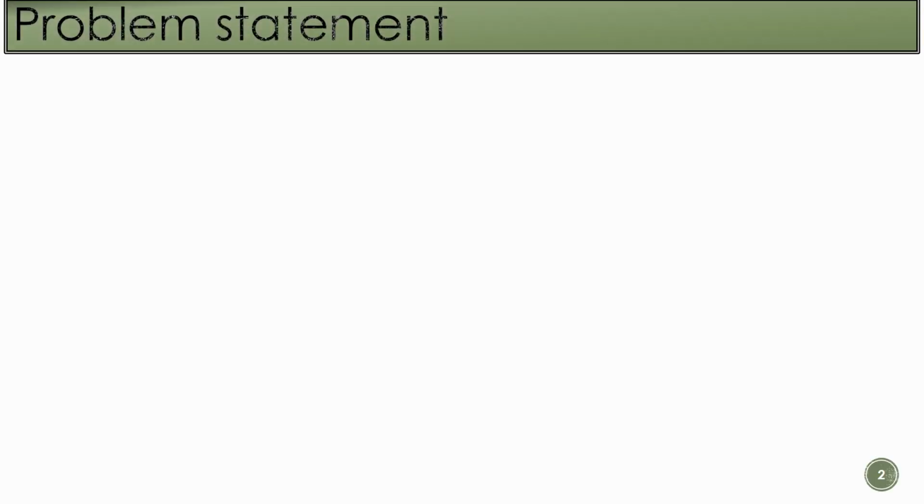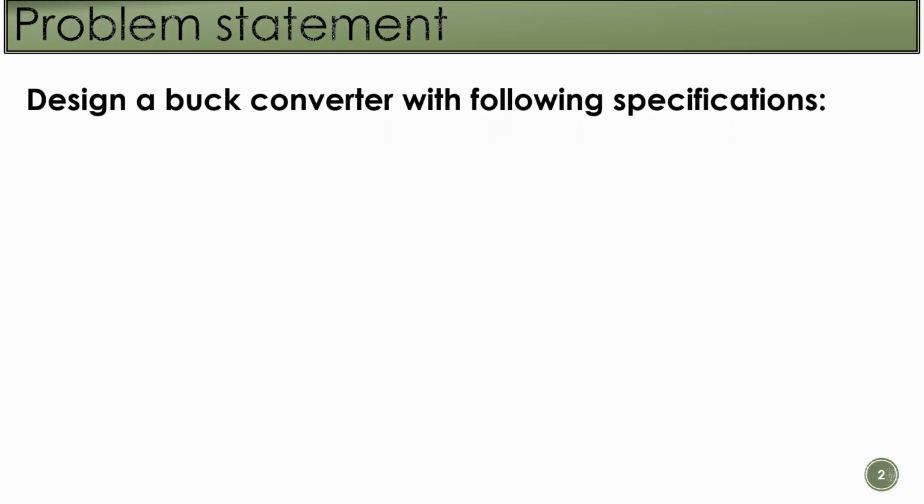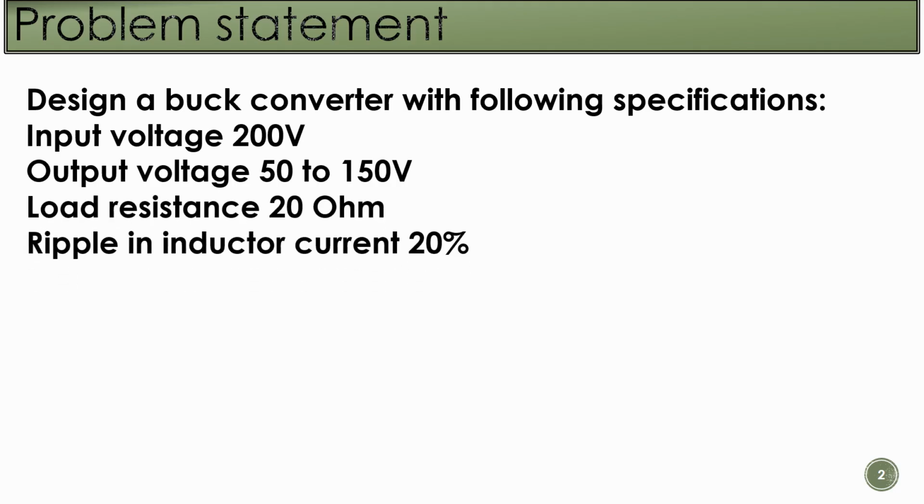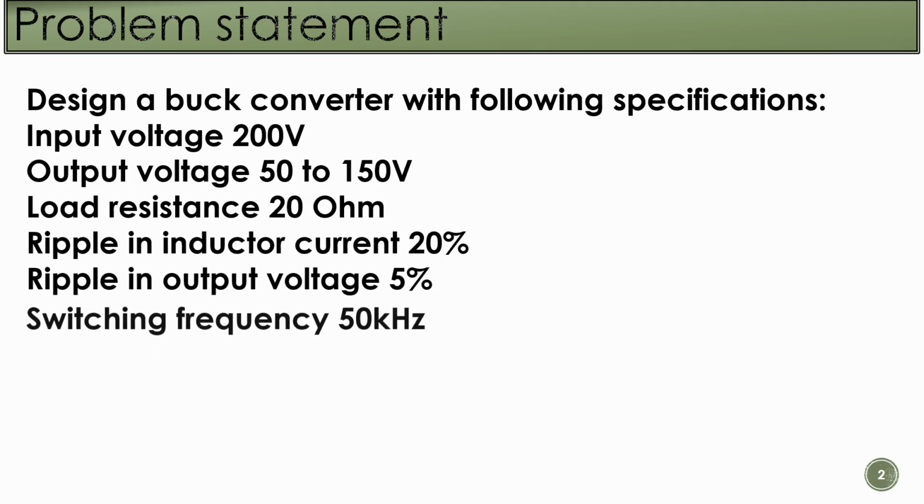The problem statement for the buck converter design is: design a buck converter with the following specification. Input voltage is 200 volt. The output voltage varies from 50 volt to 150 volt. Load resistance is 20 ohm. The ripple in the inductor current is 20%. The ripple in the output voltage is 5%. Switching frequency is 50 kilohertz. So with this specification, we want to design a buck converter.